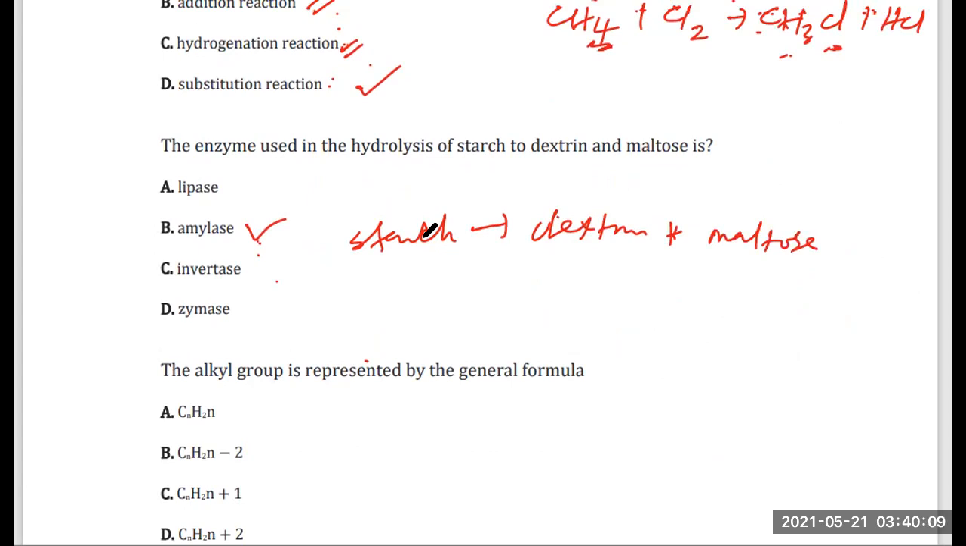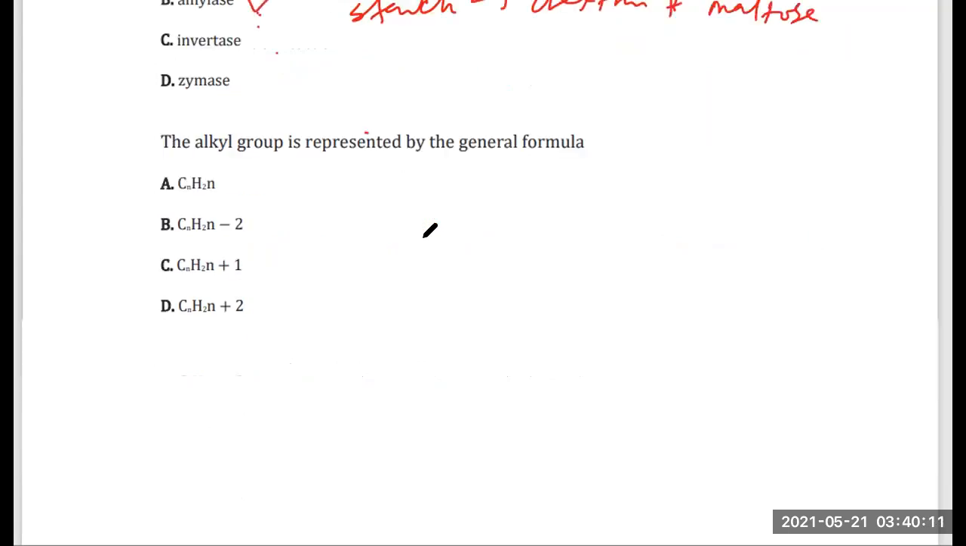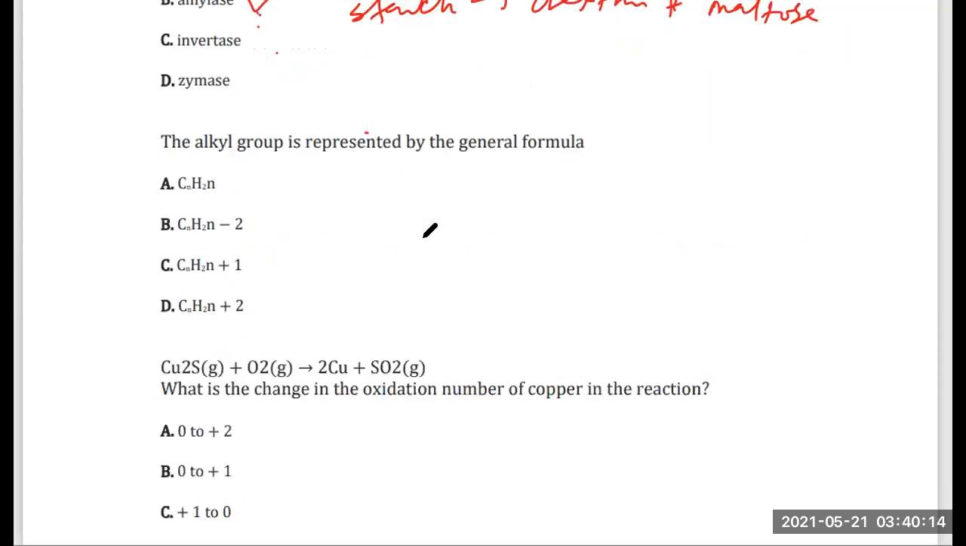The alkyl group is represented by the general formula what? Okay, so let's pick this one. This is the general formula for alkene. This is the general formula for an alkyne. All right, this is the general formula for an alkane. So that basically gives us the option quickly. So the alkyl group is basically when you knock out one hydrogen from an alkane.